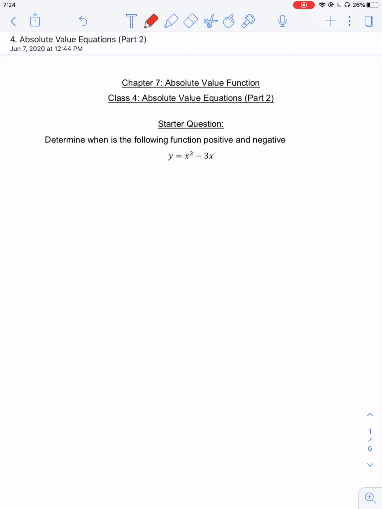Okay. Now for the starter question, this is going to be very relevant in a moment, but I'm just going to ask you to figure out when is this function positive and when is it negative. Okay, so another way of stating positive and negative is this way. If I put this inequality, x squared minus 3x greater than or equal to 0, this just means when is my function positive.